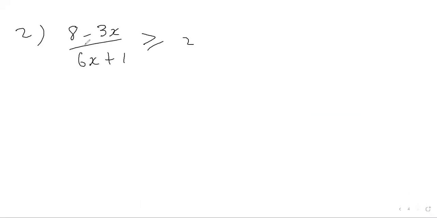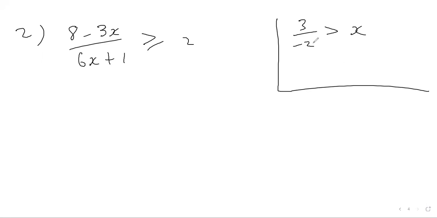The key thing with this one is to realize that when you've got inequalities, for example, let's just say 3 over -2 is bigger than x, when you multiply both sides by a negative number, you flip the sign over.